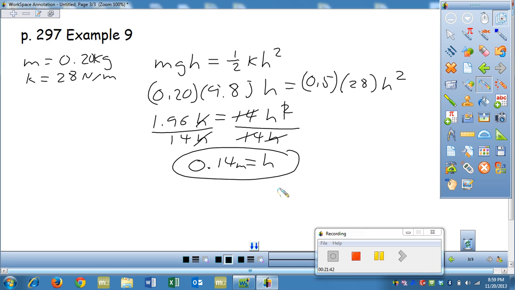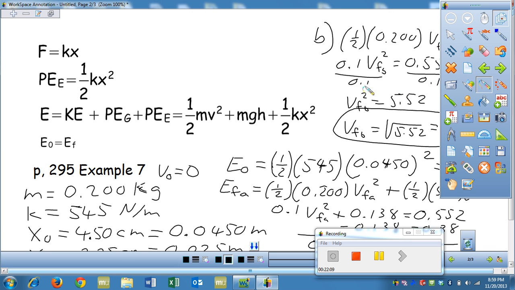I'm not going to give you a problem to do at home here because we'll do some problems in class. But basically all we're doing is we're looking at initial total energy equals final total energy. In this case, we start out with gravitational potential energy, we end up with elastic potential energy, or spring potential energy.